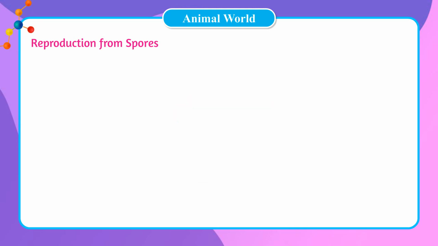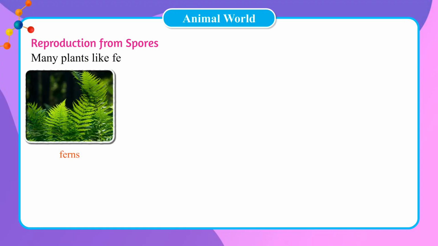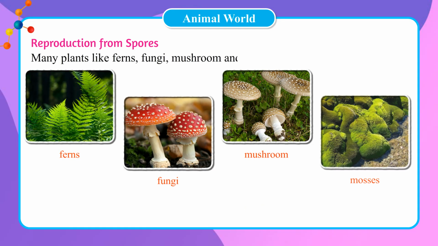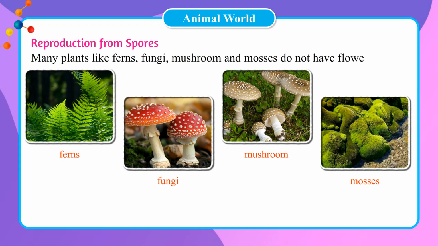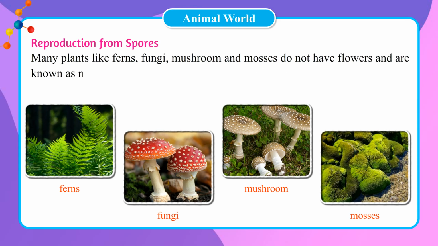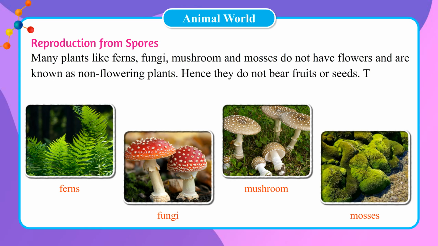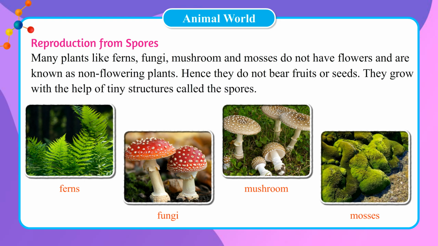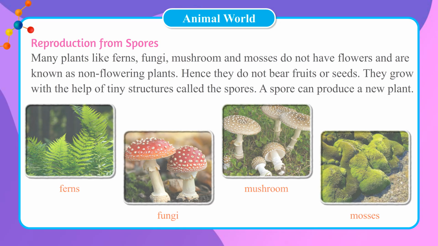Reproduction from spores. Many plants like ferns, fungi, mushroom and mosses do not have flowers and are known as non-flowering plants. Hence, they do not bear fruits or seeds. They grow with the help of tiny structures called the spores. A spore can produce a new plant.